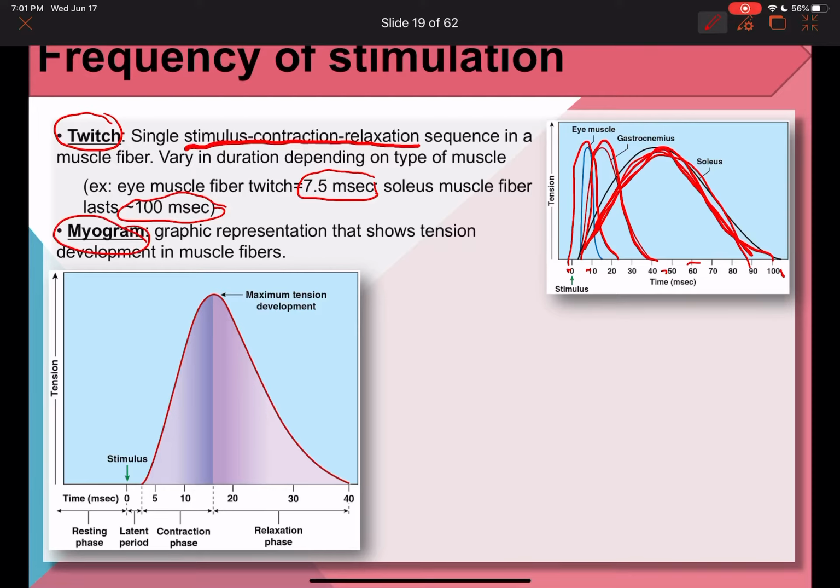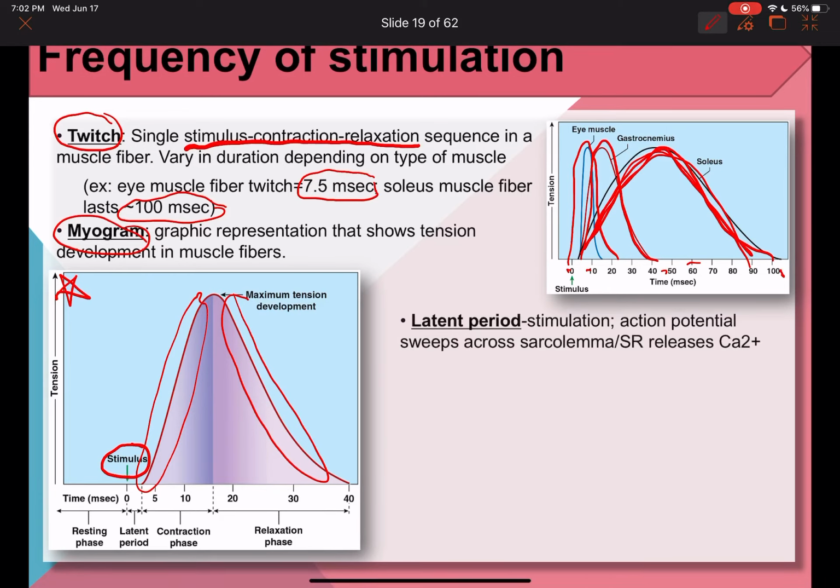Okay, so this is a myogram showing you a stimulus and then a contraction phase, followed by a relaxation phase. So we're going to talk about these phases and periods a little bit. The latent period right here is the period of waiting for that stimulation to come through, okay? The action potential needs to sweep across the entire sarcolemma for your sarcoplasmic reticulum to release calcium ions. So that's that whole latent period of waiting for calcium ions to get to every one of those troponin in every one of those sarcomeres.